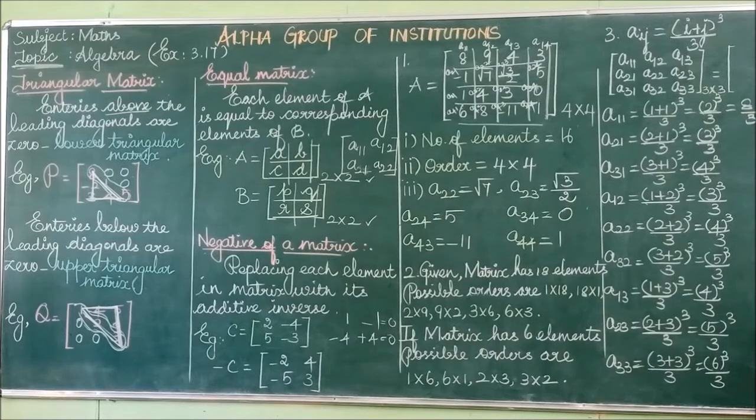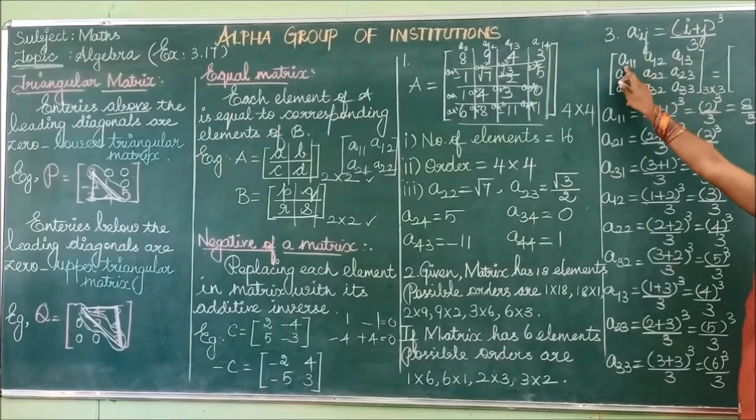Construct a 3 cross 3 matrix whose elements are given by Aij equal to modulus of i minus 2j, and second one Aij equal to (i plus j) power 3 by 3. So now you take one 3 cross 3 matrix and find two solutions for that. Listen, consider one 3 cross 3 matrix: A11, A12, A13, A21, A22, A23, A31, A32, A33, which is of order 3 cross 3. So apply into this format.